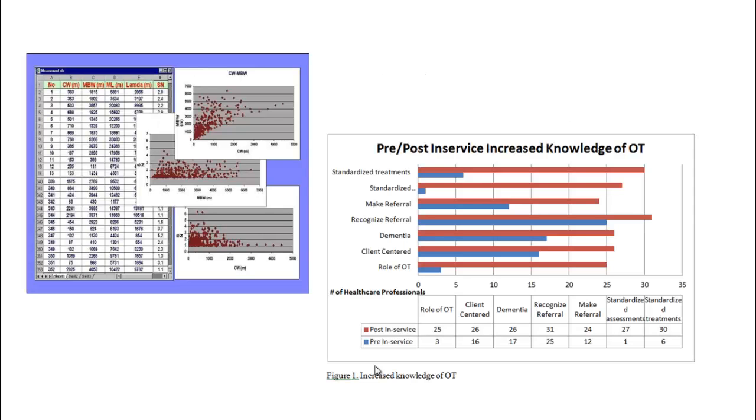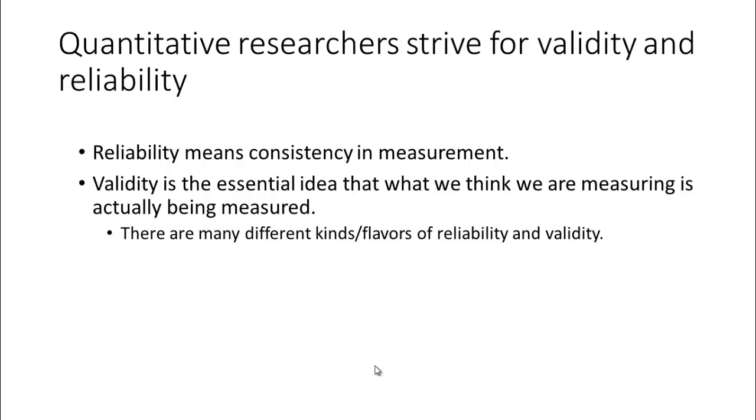Obviously the quantitative approach is going to be number-based, and we generate scatter plots, we generate bar graphs, they're data-based. The overarching ideas for a quantitative research approach is to strive for validity and reliability. You can see some of the brief definitions there. Reliability means just consistency of measurement. If I ask you something one time, I ask you again without any change in between, I should get roughly the same answer. Validity talks about, are we measuring what we think we're measuring?